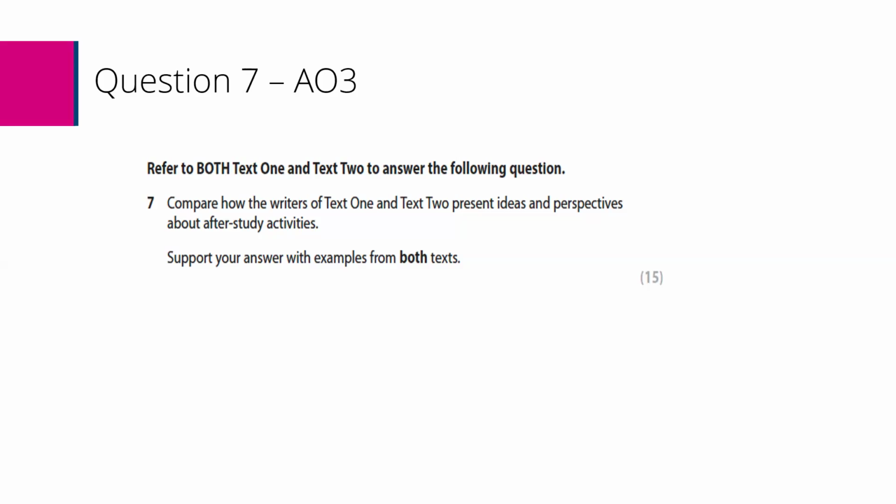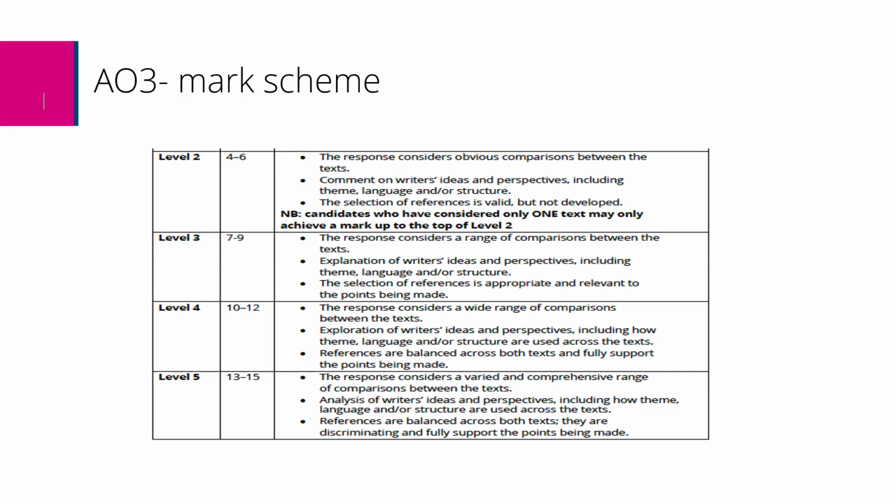Refer to both text 1 and text 2 to answer the following question. Compare how the writers of text 1 and 2 present ideas and perspectives about after-study activities. Support your answer with examples from both texts. So very clear signposting to what students are expected to do here. And again, we're using a levelled mark scheme. We haven't got level 1 here for the same reason that we can't fit them all on the slide. But bullet point 1 is always about the consideration of the comparison.